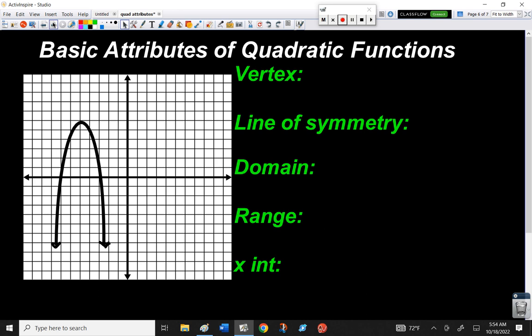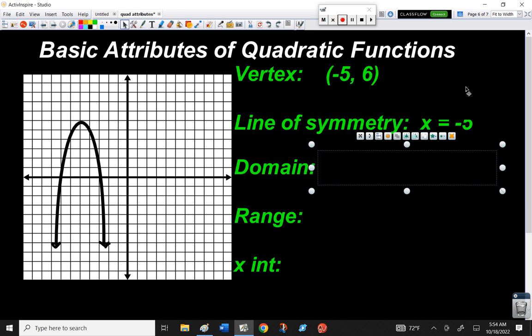I hope you paused the video and drawn this graph. The vertex of this particular graph is (-5, 6). So you go 1, 2, 3, 4, 5, and 1, 2, 3, 4, 5, 6. So there's my vertex. The line of symmetry, ladies and gentlemen, is, pardon me, there's a lot of little pieces here. What is going on? There you are. x equals -5. Once again, the vertex has a little bit to do with that line of symmetry.